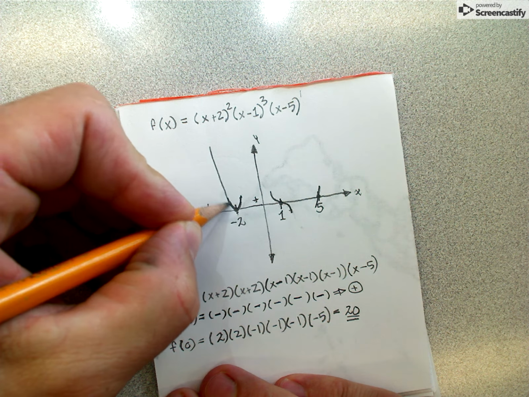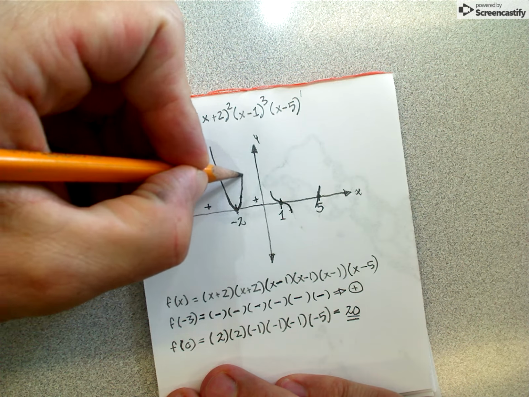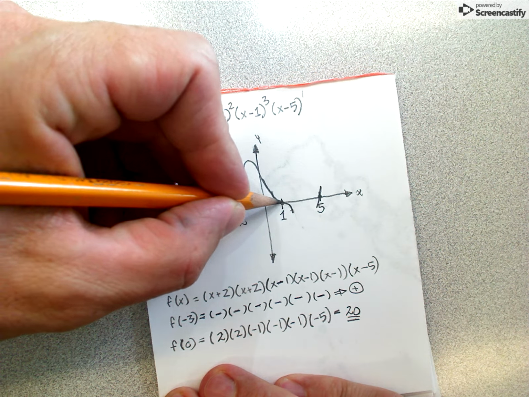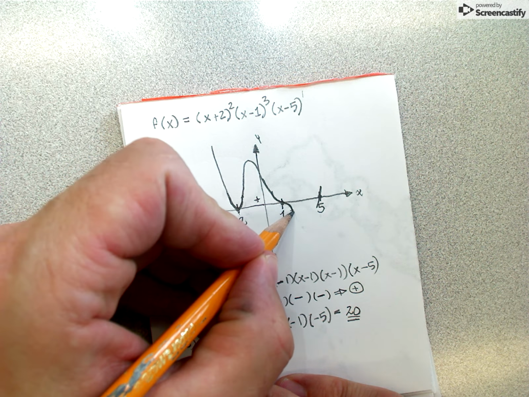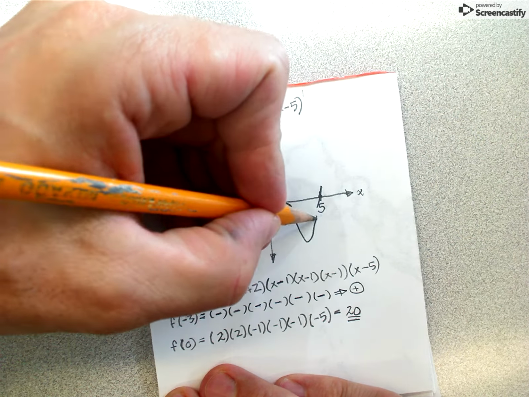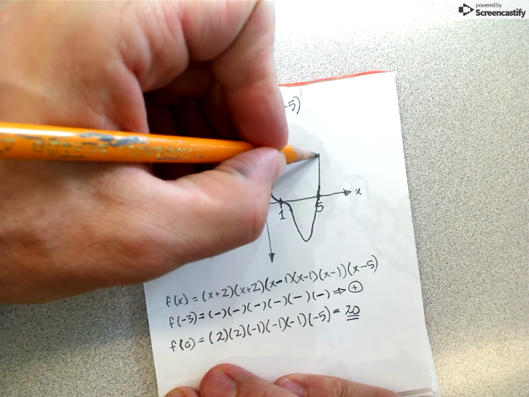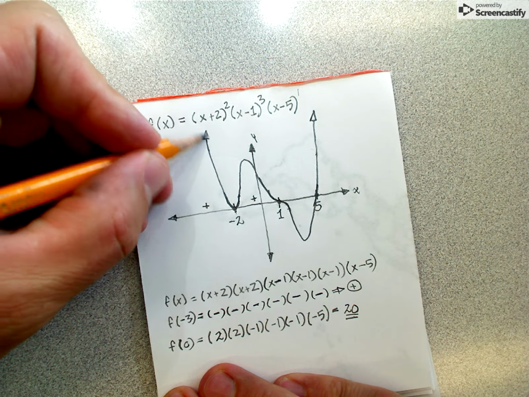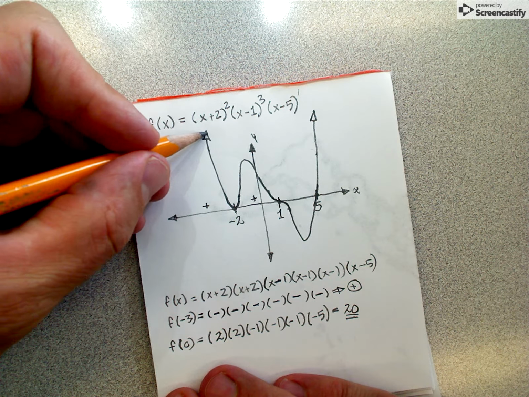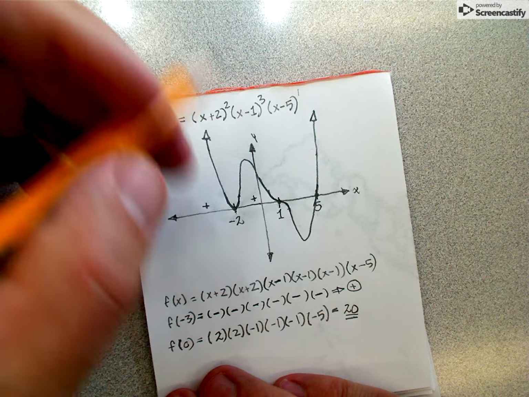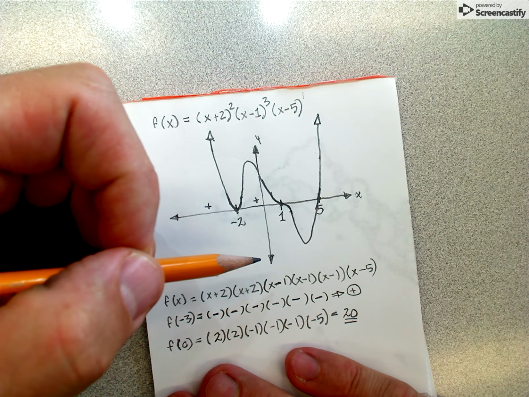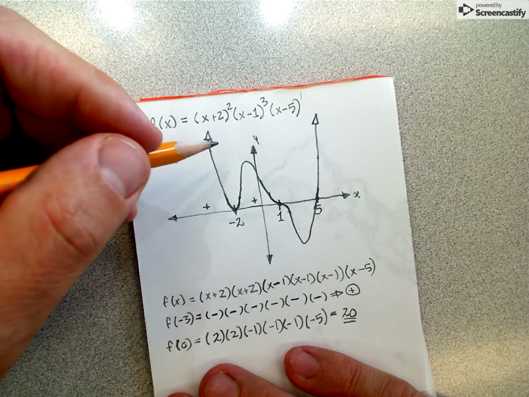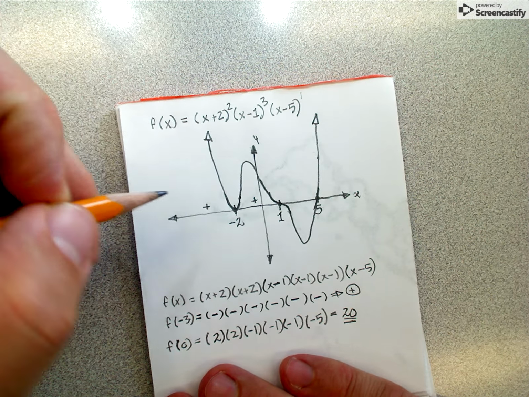So now I'm left to just connect them. So I'll come down this way, and then I'll come up and meet my behavior where x is equal to 1, and then come back up through here and keep going. And look, I put arrows on the ends of my graph to indicate that it keeps going in both directions forever. These are not endpoints. This graph continues.